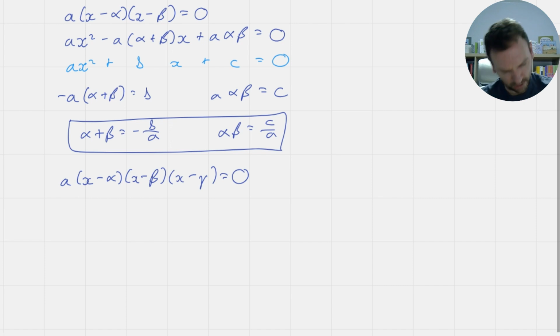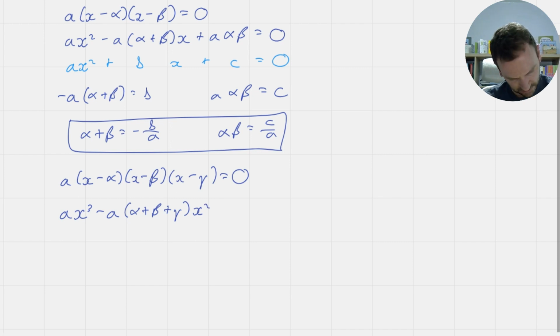I'm not going to go through the whole expansion, but if you expand this, and you're careful doing so, you're going to get ax cubed. The x squared terms, you're going to get negative a, and you'll have alpha lots of x squared, beta lots of x squared, and gamma lots of x squared. So factorizing that out, we can write all that. Then the terms with just an x in are going to be a lots of (alpha beta plus beta gamma plus gamma alpha) x. And finally, the last bit is just going to be subtract a alpha beta gamma equal to 0.